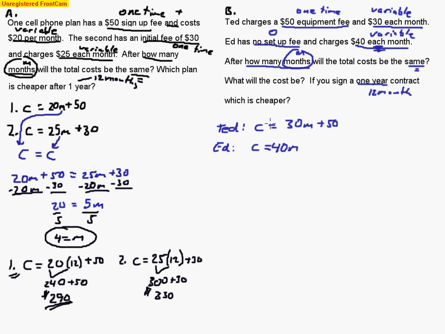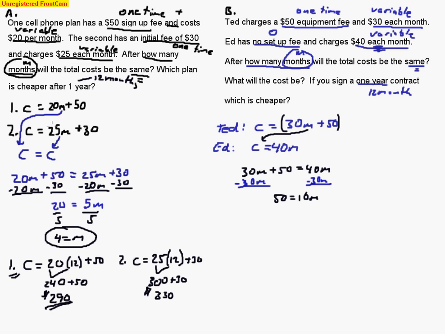And so all we're going to do is use substitution. We're just going to take that expression of Ted's, and we're going to substitute it into the variable for Ed, for C. And so we have 30M plus 50 equals 40M. And then we can go ahead and solve just 2 steps in this problem. Just got to move that variable over to the right-hand side. So we'll subtract this 30M. Subtract that 30M. And then we have 50. And 50 equals 10M.